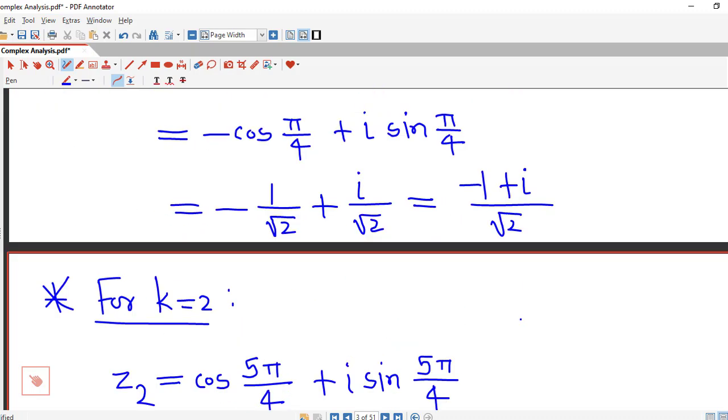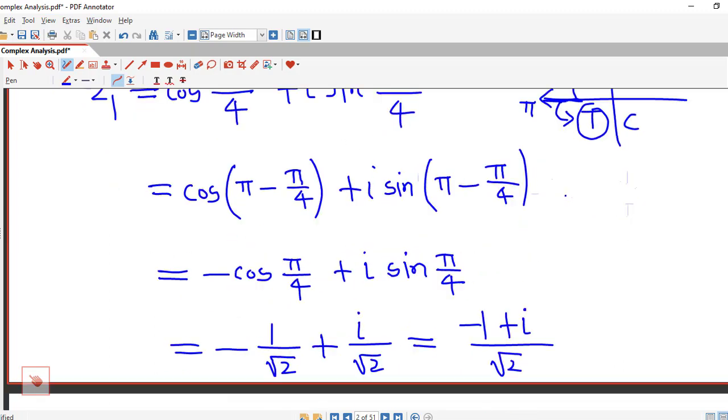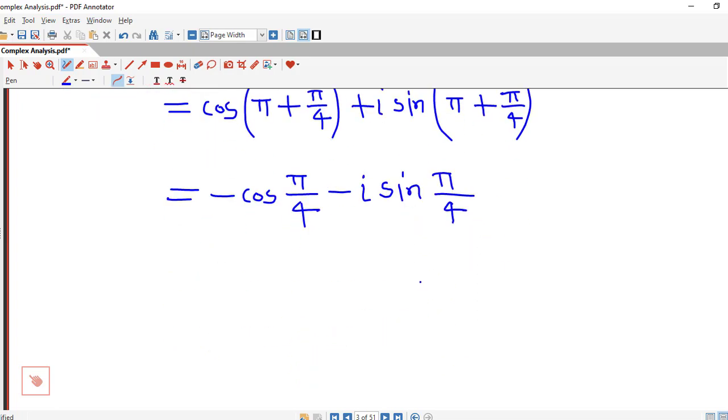Now pi plus pi by 4 means we are in the third quadrant, and in the third quadrant the tan function is positive, sine and cosine both are negative. So because cos is negative, cos of pi plus pi by 4 is minus cos pi by 4, and similarly sine is also negative, so we have minus i sin pi by 4.